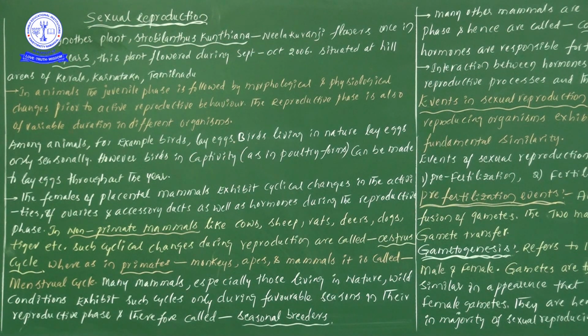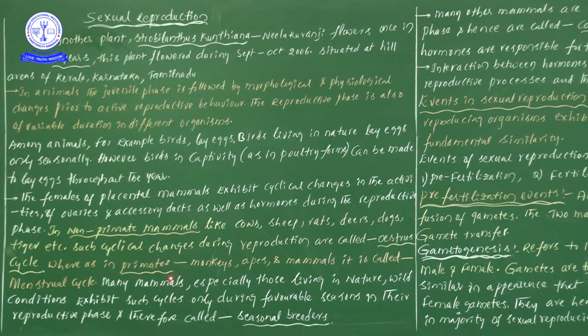Here in non-primates, what are the cyclical changes we will observe during the reproduction? All the cyclical changes together we will consider as the oestrus cycle. So the oestrus cycle we can observe in non-primates.